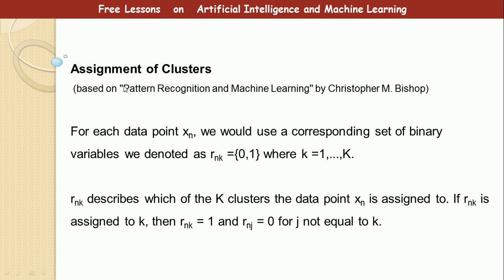Now, assignment of clusters. There is a topic in this textbook, but it's quite confusing, I must tell you. How do you assign clusters? For each data point xn, we use a corresponding set of binary variables we denote as rnk that tells us 0 or 1. If it's 1, it means that we are assigning xn to cluster k.